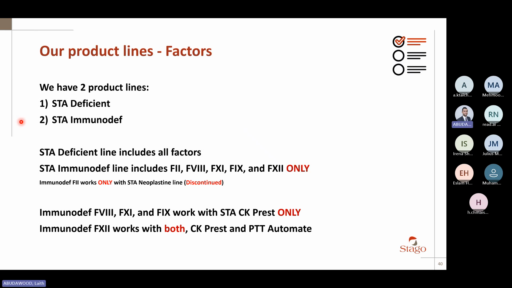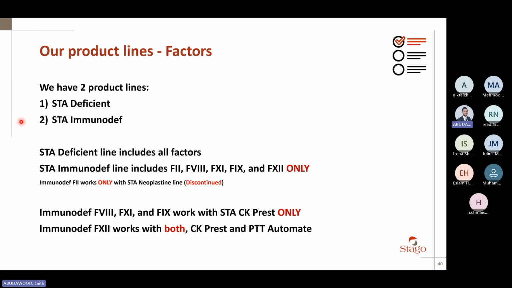Now, the STA deficient line covers all the factors. You have all of them, 7, 2, 5, etc. STA immunodef only has factor 2, factor 8, 9, 11, and 12. Factor 2 immunodef, however, can only be analyzed with STA neoplastin, which, as you know, is discontinued. So should I go back to STA deficient 2? Yes, absolutely, no problem whatsoever.